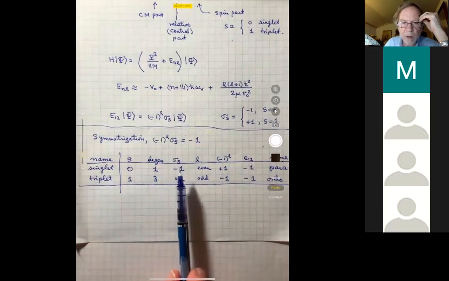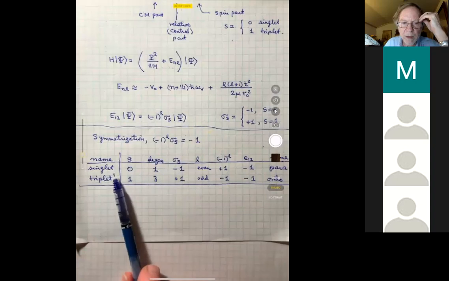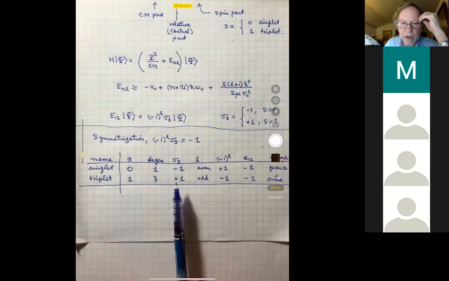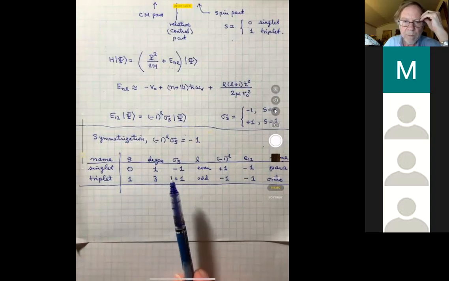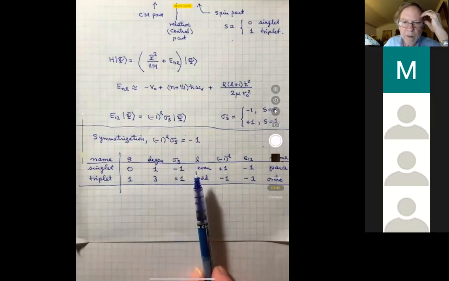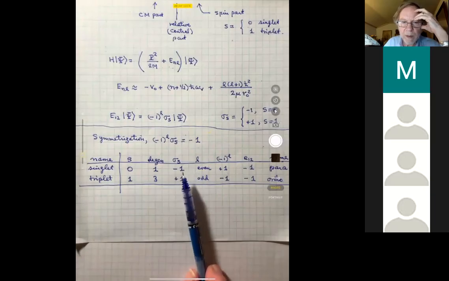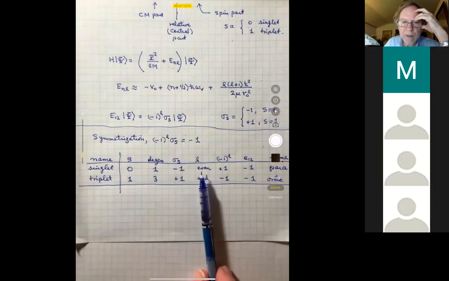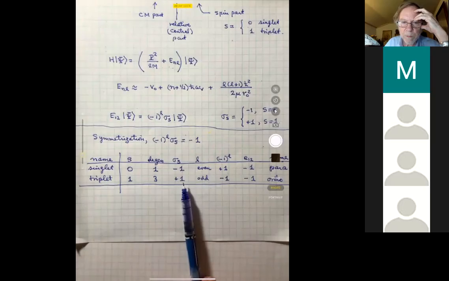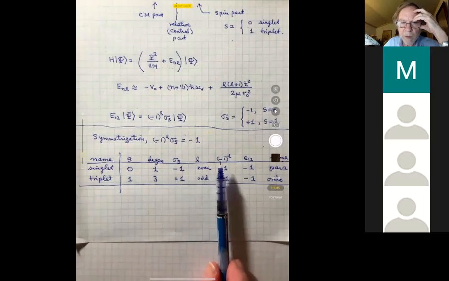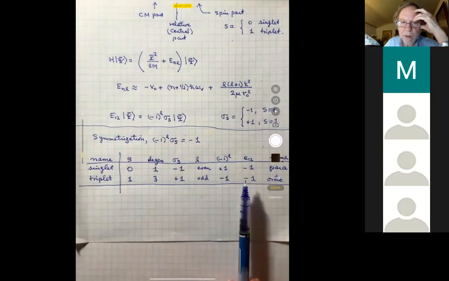Sigma s is -1 or +1 because of how they behave under exchange. Now, the corresponding orbital angular momentum of the diatomic rotor has to be even when sigma s is -1, because that gives you an even spatial symmetry, and odd if the spin symmetry is +1. So this is the (-1)^L, which is the spatial symmetry.